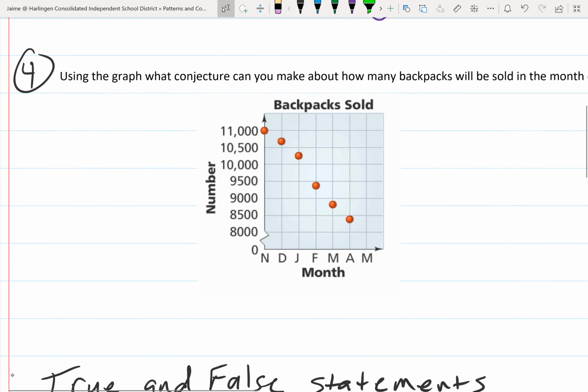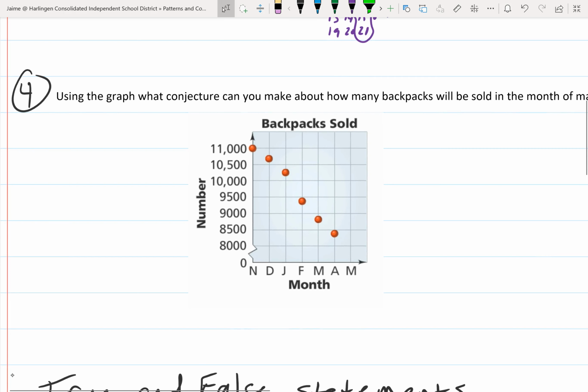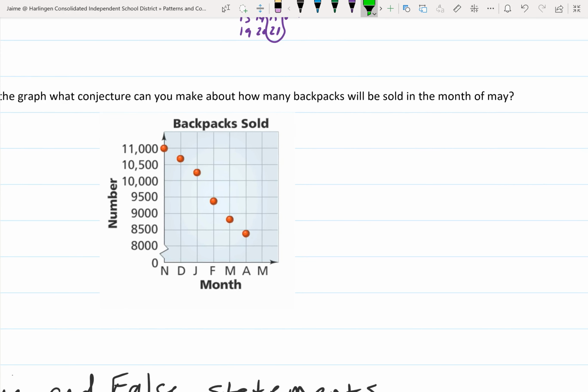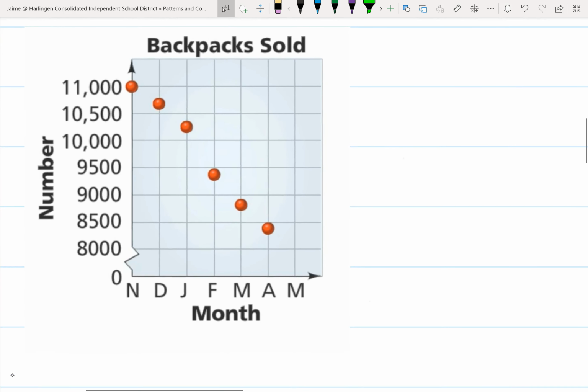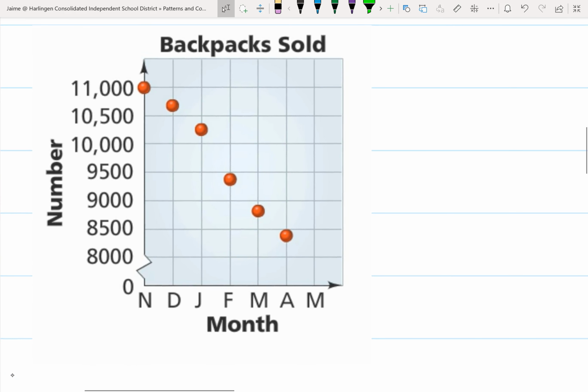Number 4 says, using the graph, what conjecture can you make about how many backpacks will be sold during the month of May? So during the month of May, how many backpacks will be sold? So we're looking for a pattern. So this is November, December, January, February, March, April, May. So here's our May. Okay.